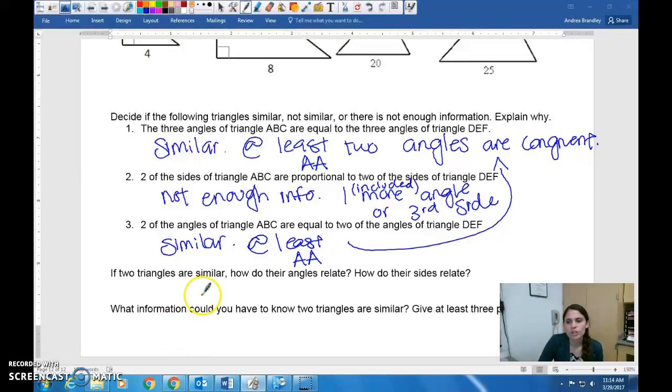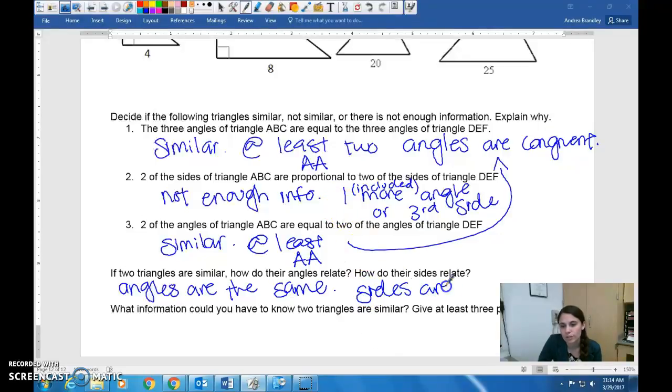So then this next question, if 2 triangles are similar, how do their angles relate? Well, as we learned from the angle-angle theorem, their angles end up being the same, because if 2 angles are the same, the third angle has to be the same. So the angles are the same. And then how do their sides relate? Well, as we learned in the side theorem, all 3 sides are proportional. So they don't have to be equal, they do have to be proportional.